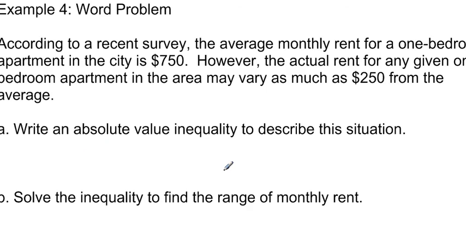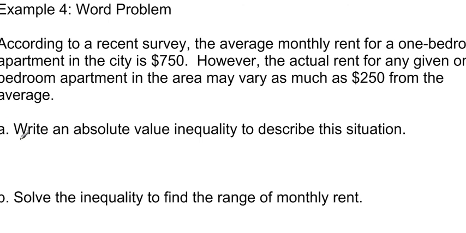Okay, let's try one word problem. According to a recent survey, the average monthly rent for a one-bedroom apartment in the city is $750. However, the actual rent for any given one-bedroom apartment in the area may vary as much as $250 from the average. Write an absolute value inequality to describe this situation. Well, we know that the average rent is $750 and it's going to vary about $250 from that number. So we need to define a variable here. Let's say that x represents what the actual rent could be.